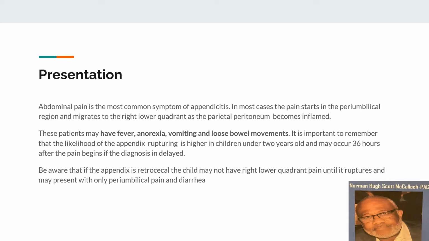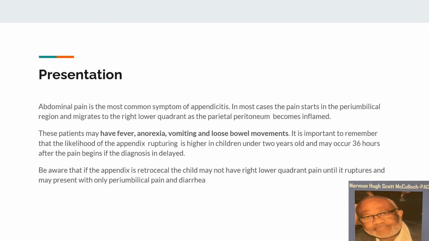Abdominal pain is the most common symptom of appendicitis. In most cases, the pain starts in the periumbilical region and migrates to the right lower quadrant as the parietal peritoneum becomes inflamed. These patients may have fever, anorexia, vomiting, and loose bowel movements.